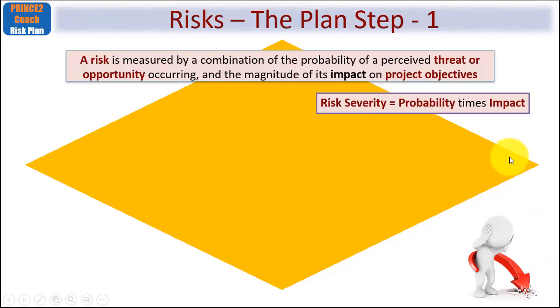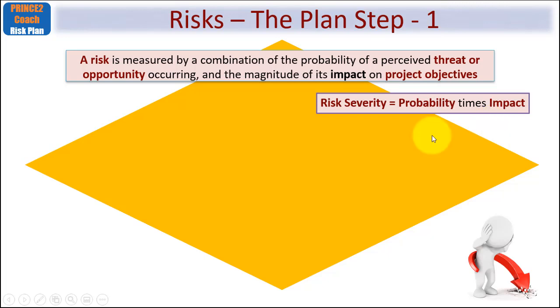So I'm talking here about the plan step within the risk theme. Just to be clear, you understand that a risk is measured by a combination of the probability of a perceived threat or an opportunity occurring, and then checking the magnitude of such a threat or opportunity on the project objectives. And you may be aware that the size of the risk, or as we call it, the risk severity, can be found by looking at the probability of that risk occurring and the impact. Now, if you have numeric scales for these, then you could literally just multiply the two together. I'll give you an example of that later.